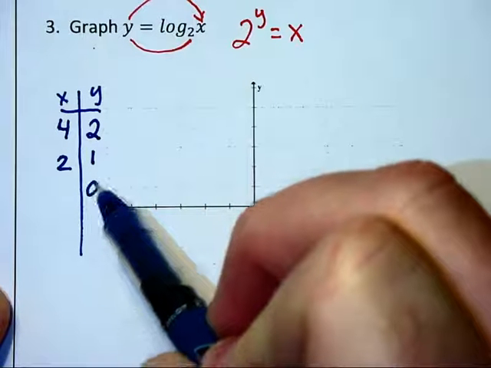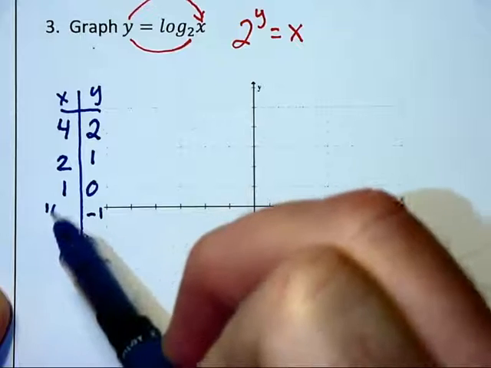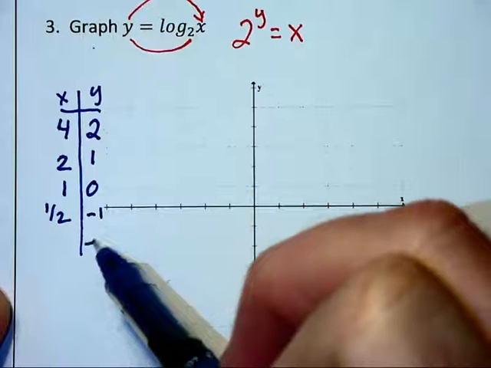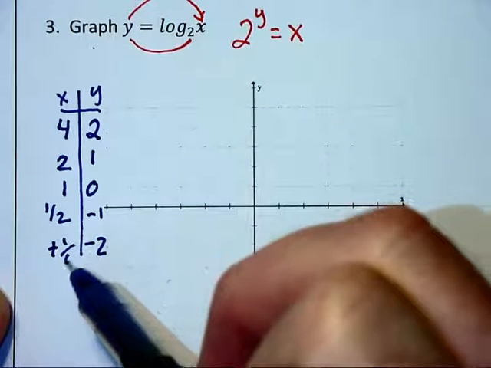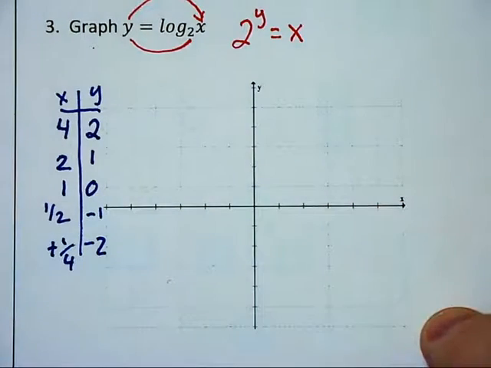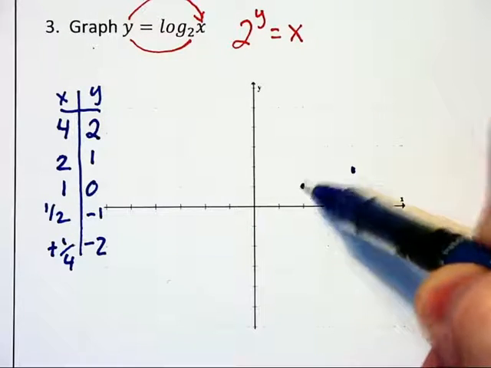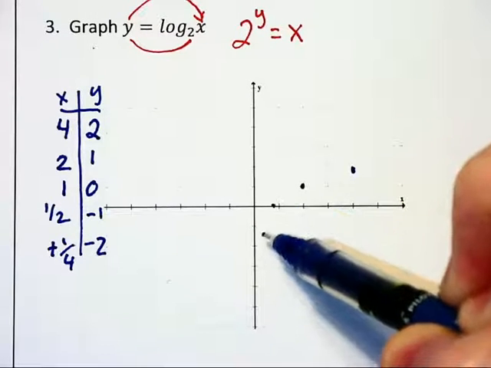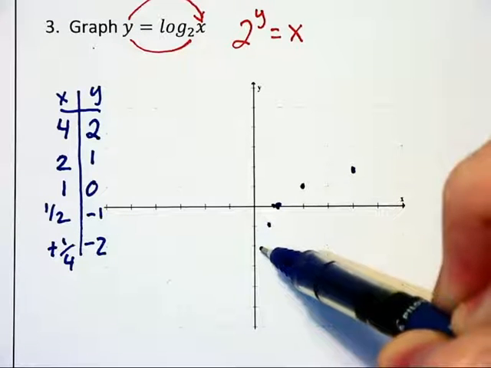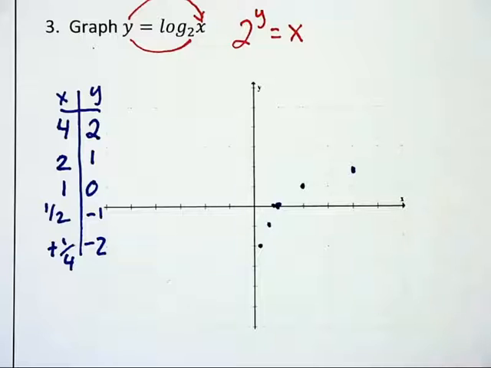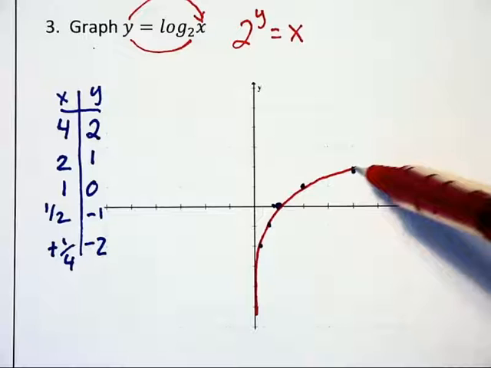Likewise, if y is 0, we have 1. If we have negative 1 here, we have 1/2 on the left, and negative 2 as an input for y gives us positive 1/4 as our x value. Plotting these points, we have 4, 2; 2, 1; 1, 0; 1/2, negative 1; 1/4, negative 2. And so this graph is going to have a vertical asymptote on the y-axis.